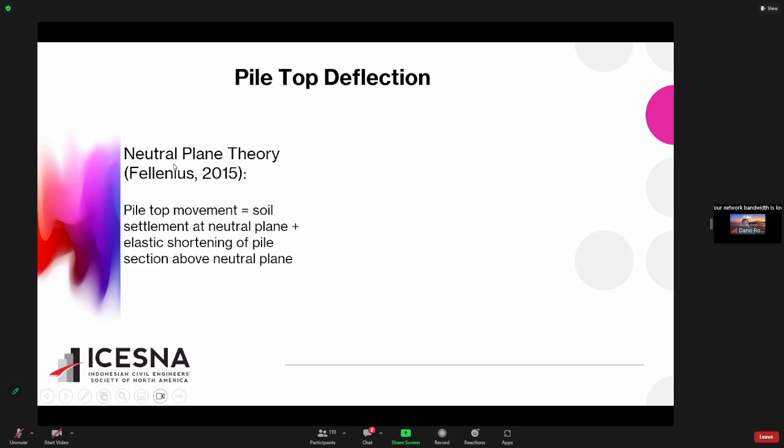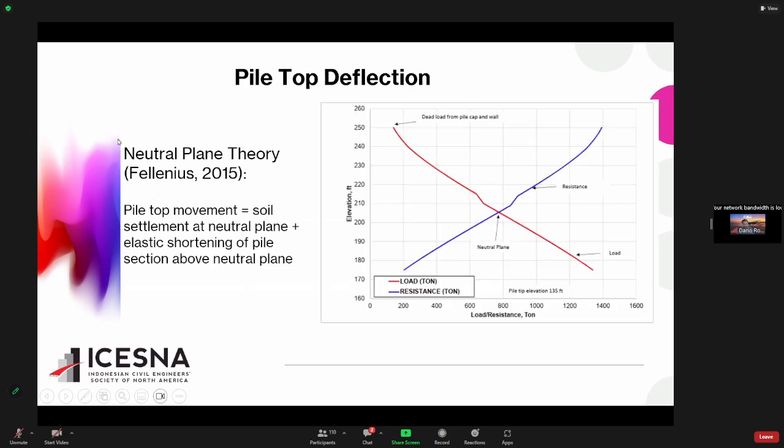Based on the neutral plane theory, you can Google it, this guy Fellenius said the pile top settlement is equal to the soil settlement at the neutral plane plus the elastic shortening of the pile above the neutral plane. So the pile settlement is equal to the soil settlement at the neutral plane plus elastic shortening. What we did is basically we drew this load curve. We started with dead load, because the dead load is always there. At that point there will be no live load because no vehicle is running on the bridge.